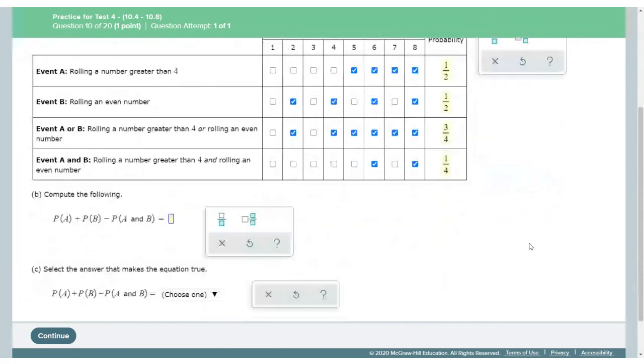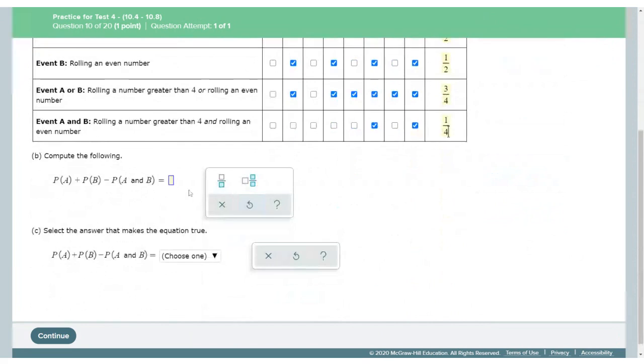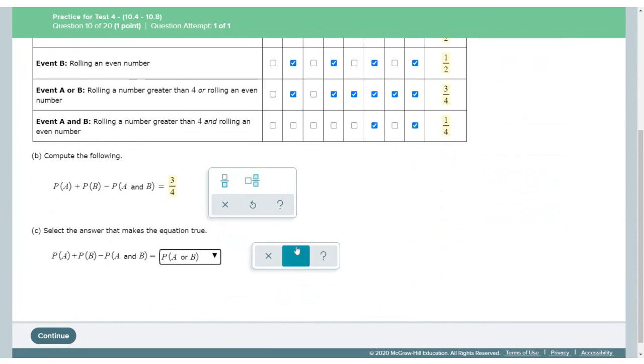So then again, this is going to be 3/4. Same as right up there, because we did it both ways. So this right here, again, it's the same thing that we looked at the last one. That's the probability of A or B. Okay.